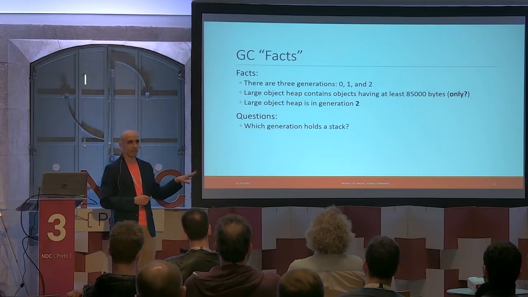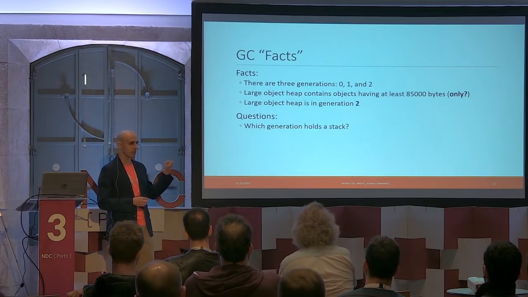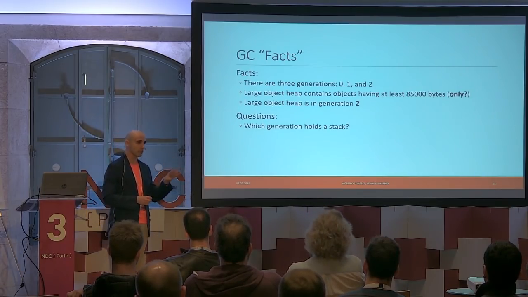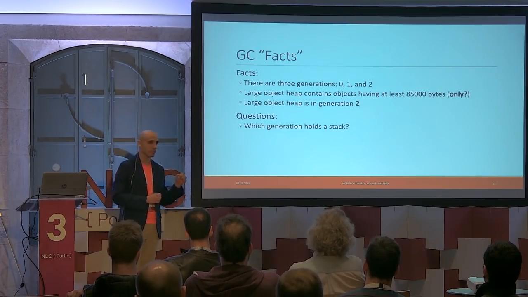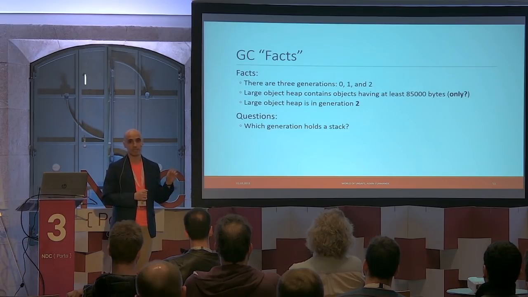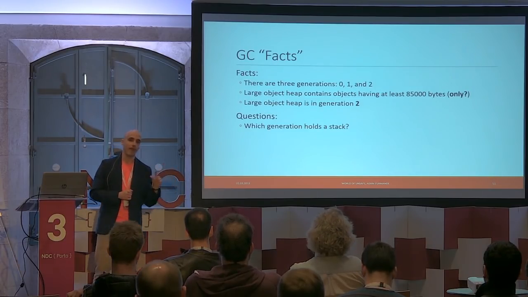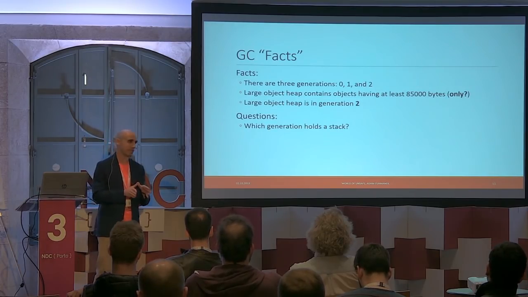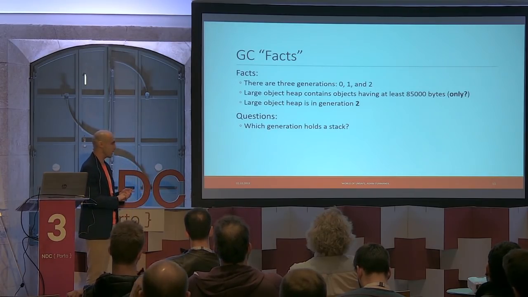Also, there is a very nice use case. An array with 1,000 doubles is also stored in large object heap, like a fun fact. And large object heap is in generation 2. We are going to use this fact to figure out actually whether our objects are stored where we want them to be allocated or not.